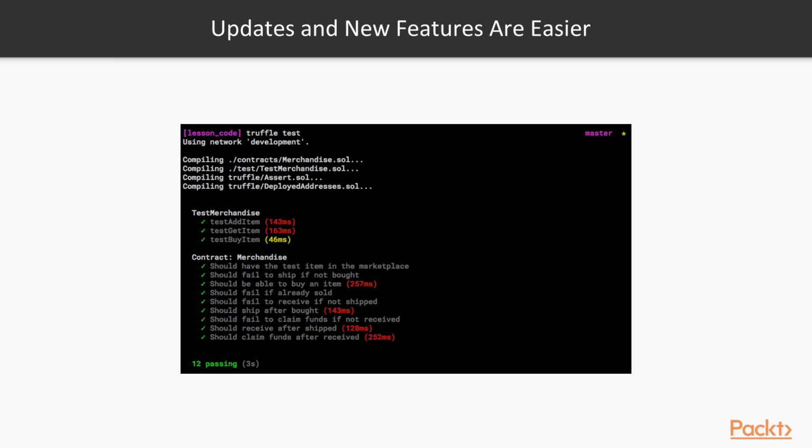Making changes to the code, either in the form of updating existing code or adding new features, is easier. By running the tests, you can commit your code with a higher level of confidence that everything that used to work still works, because you have a set of tests to validate that.